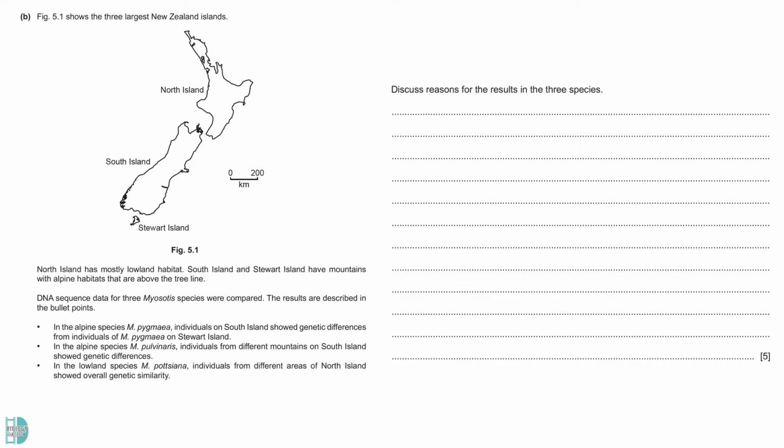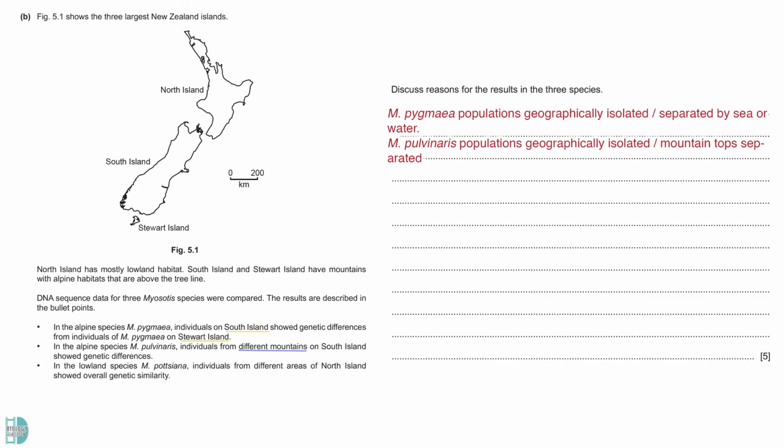The first bullet point shows us that M. pygmaea populations are geographically isolated by sea between the South Island and the Stewart Island. The second bullet point shows us a similar situation of M. pulvinaris populations as they are found on different mountains. So, the explanation for the genetic differences between the populations of these 2 species are the same. Geographical isolation exists between the populations of both the species.